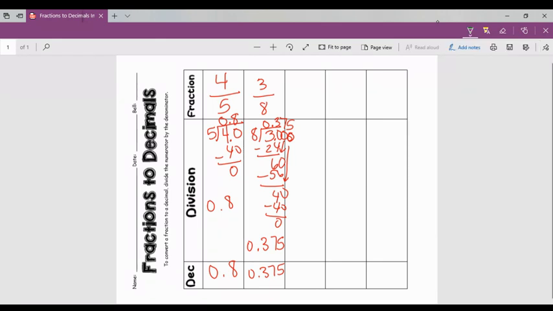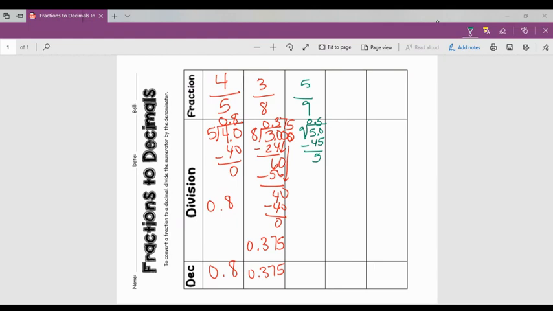All right, I'm going to change out my colors so they don't blend in. So let's say for our next fraction, we have 5/9. So I'm going to set up my division. 5 goes on the inside, 9 on the outside. 9 can't go into 5, so I'm going to add a 0, and I'm going to put a decimal, and I'm going to add a 0 here. Now 9 can go into 50 5 times. 9 times 5 is 45. When I subtract, I get 5.